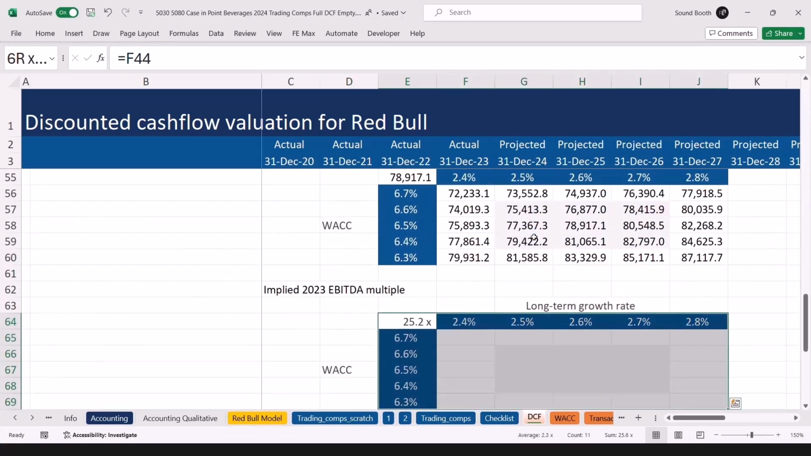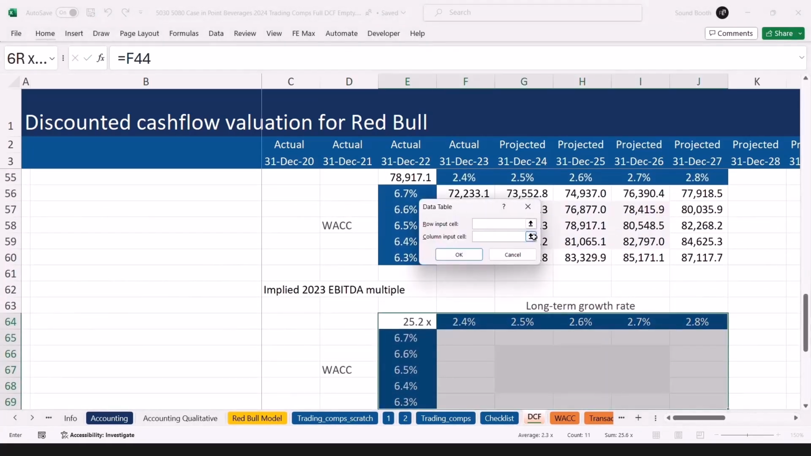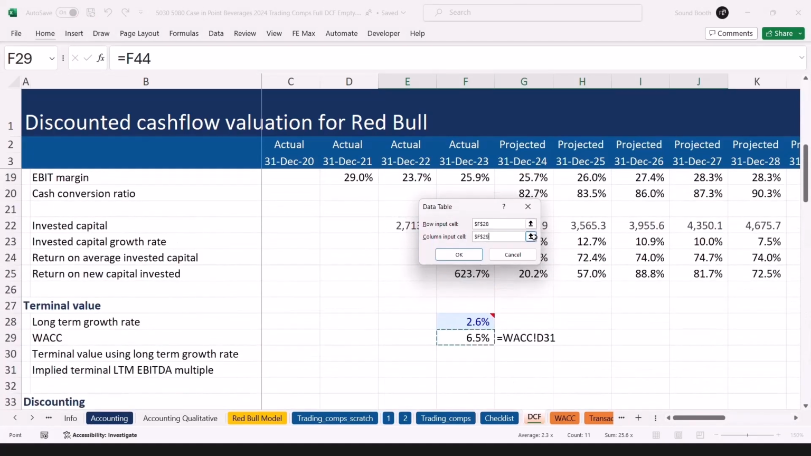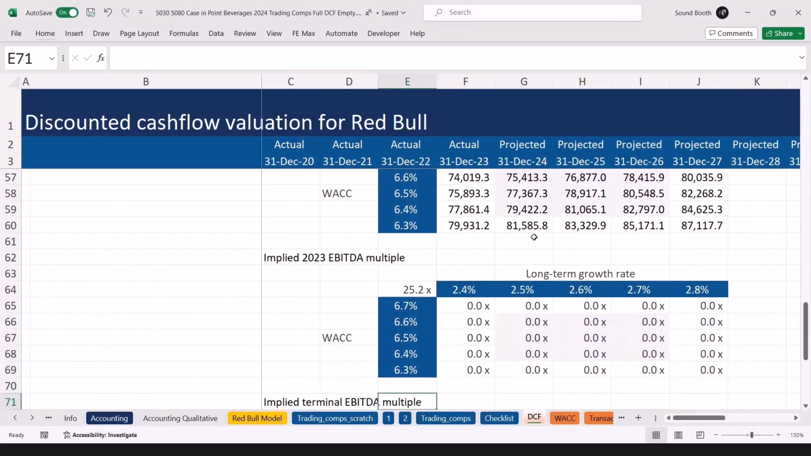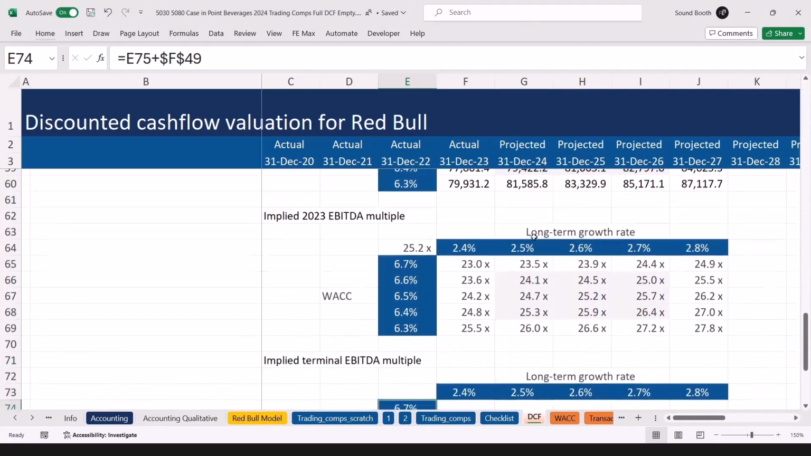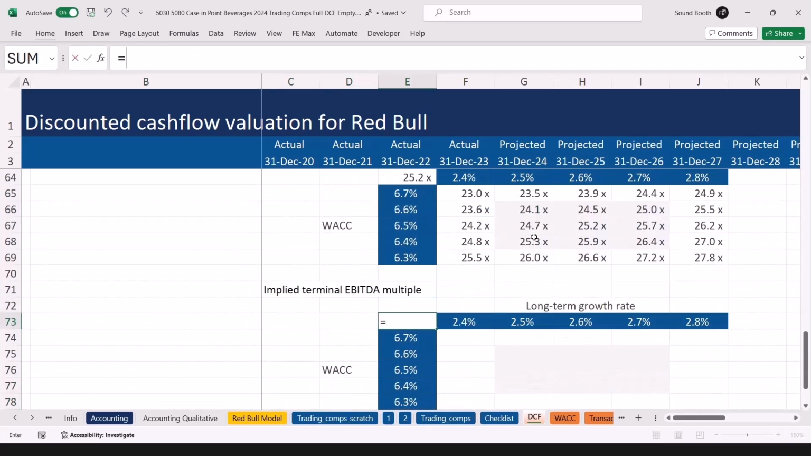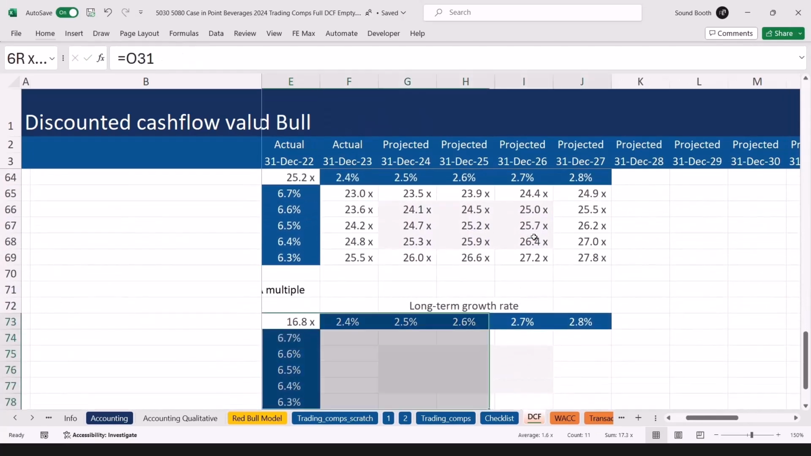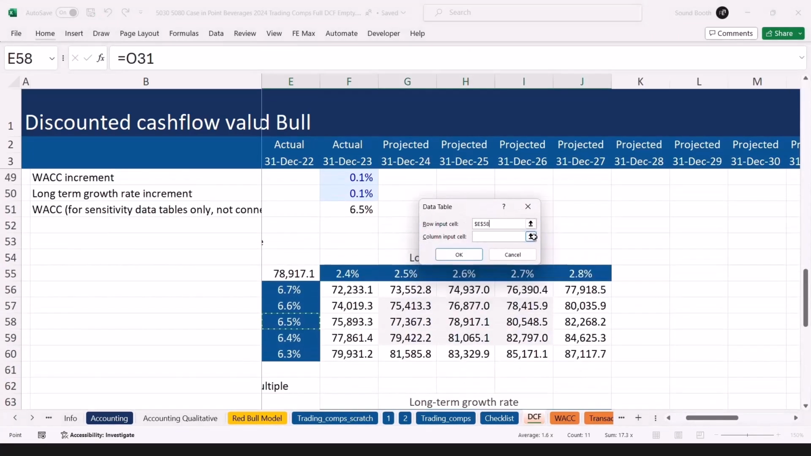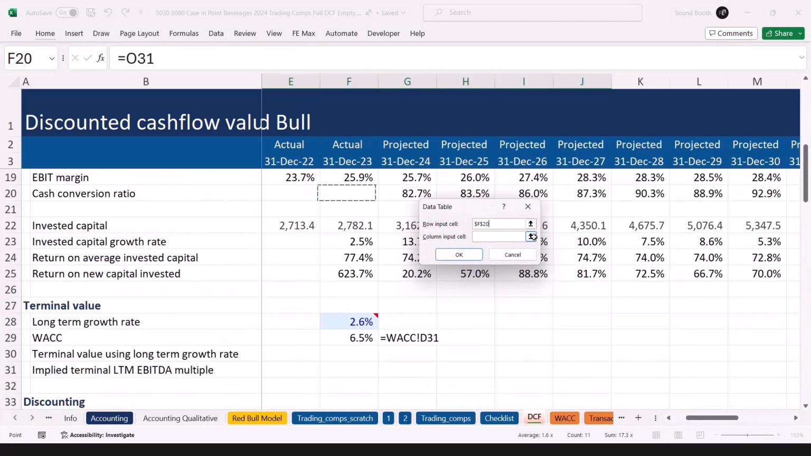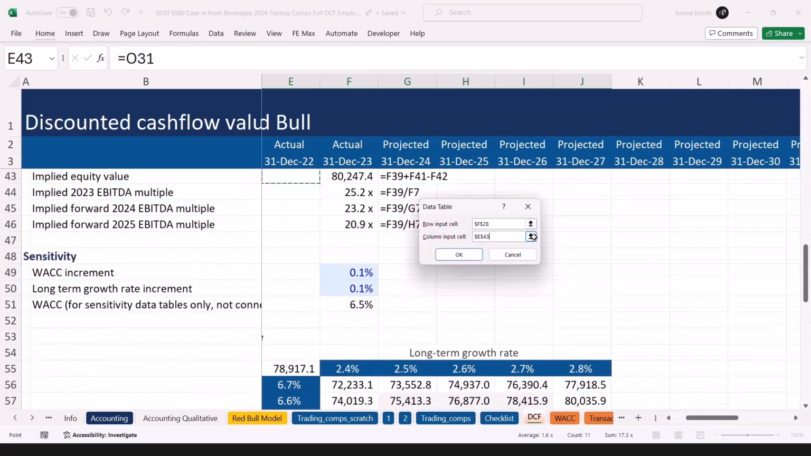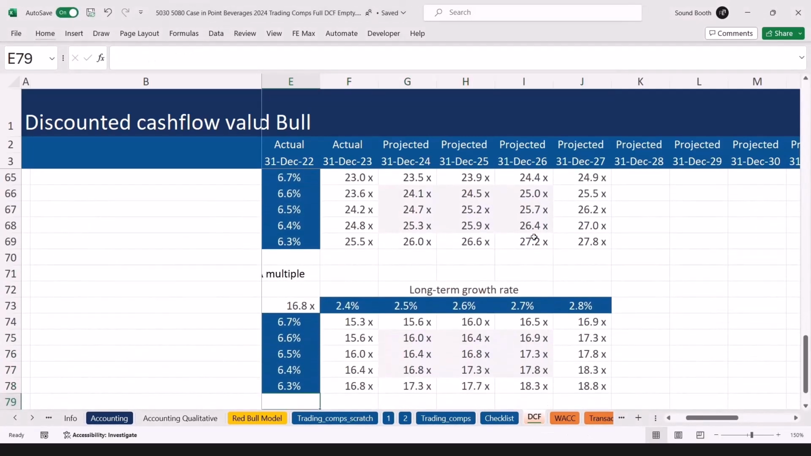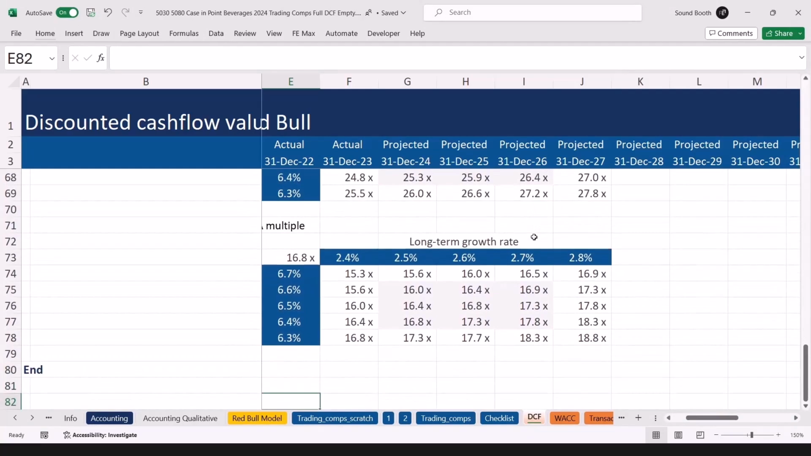Then I'll select the data table, Alt-DT. The row input cell is my long-term growth rate. The column input cell is my WACC calculation. And I'll hit enter. And then I've got to just recalculate the model. And then the implied terminal value multiple, I'm going to go and pick up the calculation here, the 16.8. And then I'm going to select it, Alt-DT. The row input cell is the long-term growth rate. And then the column input cell is the WACC. So once you get used to this, you can do it pretty quickly. And again, I'll need to recalculate the model. And there we go. We've built 3 sensitivity tables for this valuation.